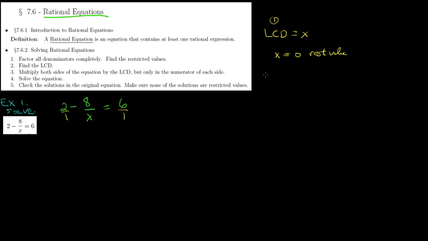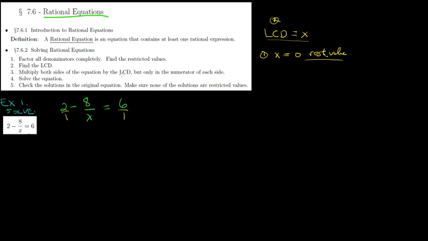Okay. Step 2, find the LCD. Well, actually, we already did that. The LCD, of course, is just x. So I did this backwards. Step 1 is to find the restricted values. Step 2 is to find the LCD. And so we did that already.